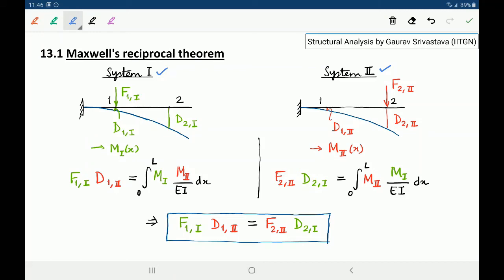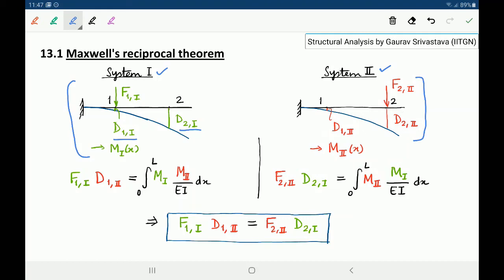Okay. Now in system 1, there is a force being applied at point 1, which we are calling F1,1, where the Roman numeral 1 is for system 1, right? And there are displacements in system 1, basically D1,1 and D2,1. So between F1,1 and D1,1 and D2,1, there is a cause and effect relation, because these are for the same system, right? Similarly, in system 2, we apply a force on the second point, F2,2, right? And again we measure the displacements at both points 1 and 2, so D1,2 and D2,2.